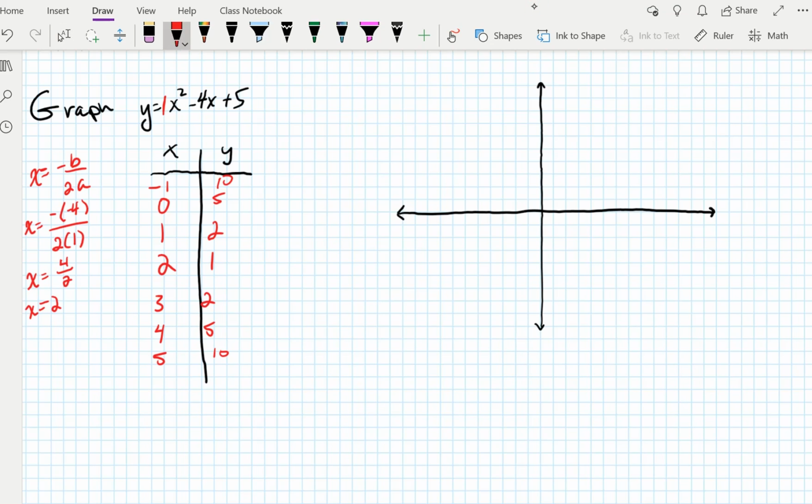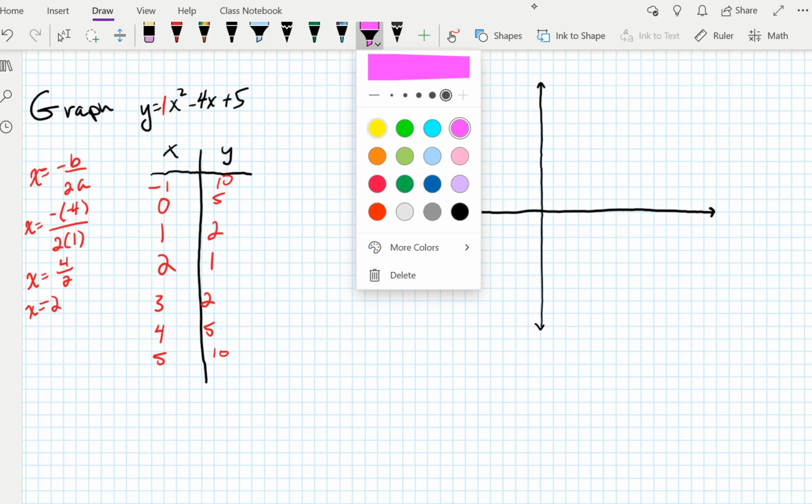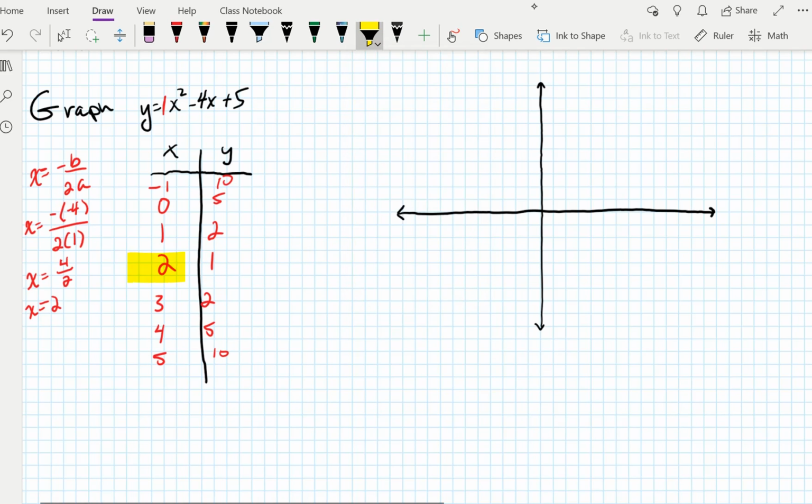Now, you should notice something about these. Our vertex here is in the middle at 2, comma 1, and that is a very weird color, so I'm going to switch that to a yellow so you can see it better. 2, comma 1 here is our vertex. That means that's the middle point. The middle of our parabola, the point where it turns, where it goes from increasing to decreasing or from decreasing to increasing, will be at 2, comma 1.